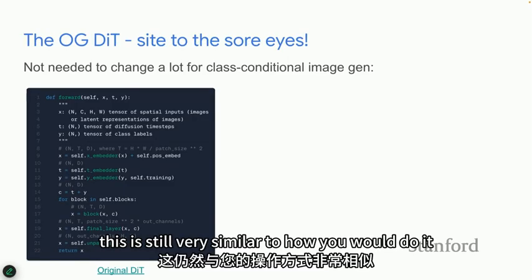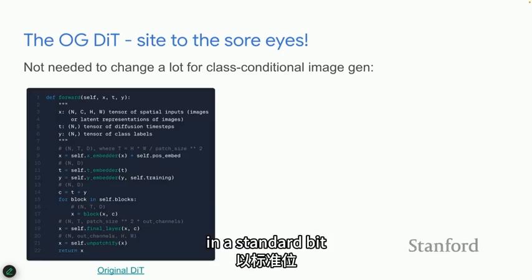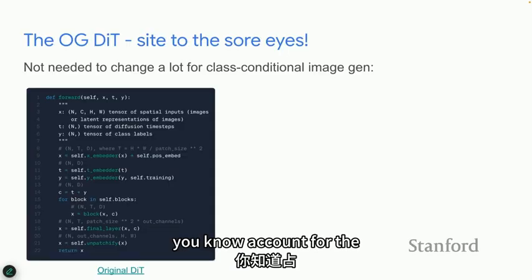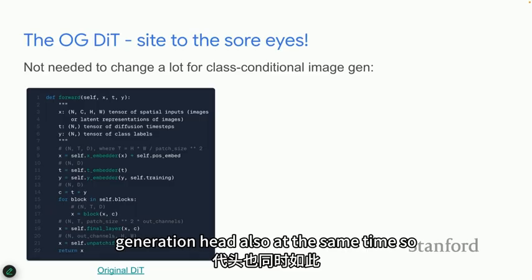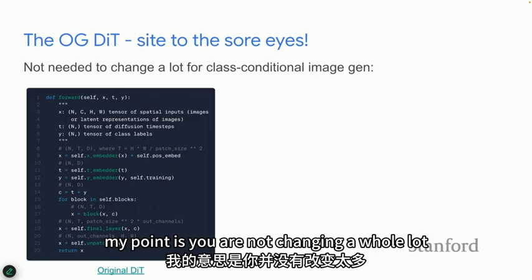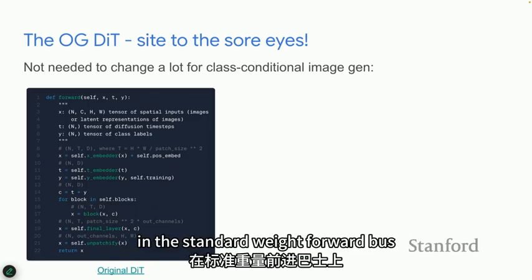So, like, this is still very similar to how you would do it in a standard ViT, but of course you have to account for the generation head also at the same time. So my point is, you are not changing a whole lot in the standard ViT forward pass.